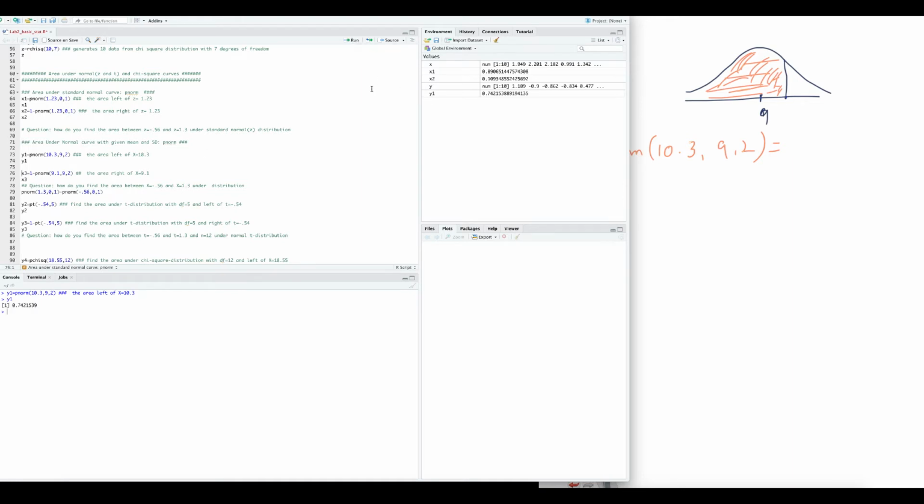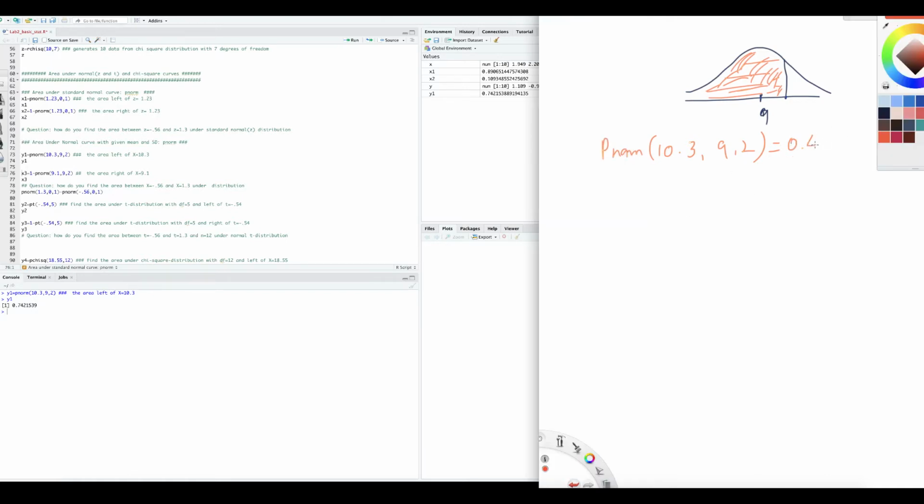So that is 74.21%. That is 0.7421, right? So you got 0.7421. Okay. So similarly, if you want to find out the area right of that, let's say you want to find out the area right of that.